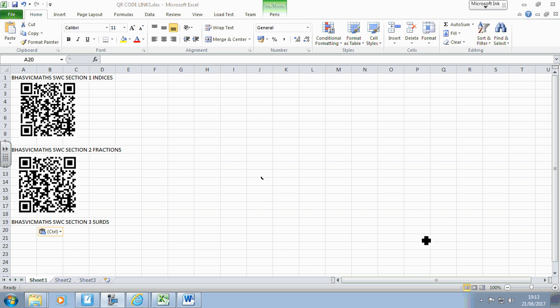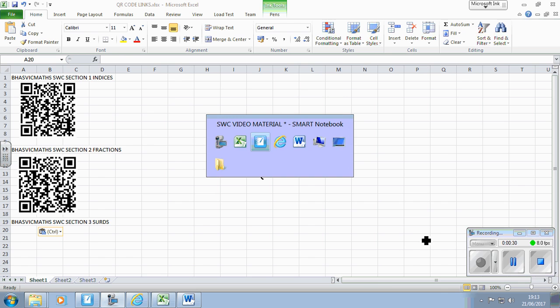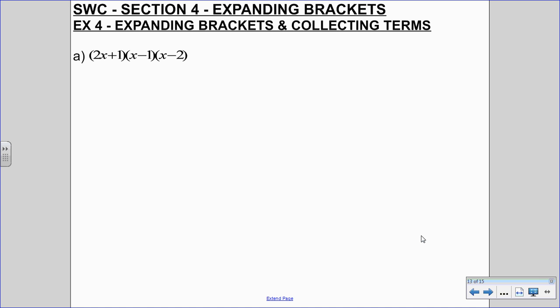Let's go for the expanding brackets one. So this one will be quicker because it's smaller. All right. So expanding brackets and collecting terms. There's only 2 examples. There's only one exercise. And what's the best way to do this? Well, people ask me this all the time, and you just gotta go with it and make it systematic.